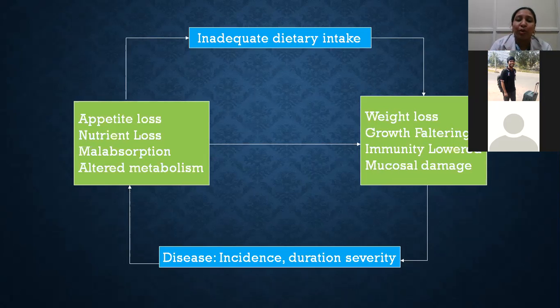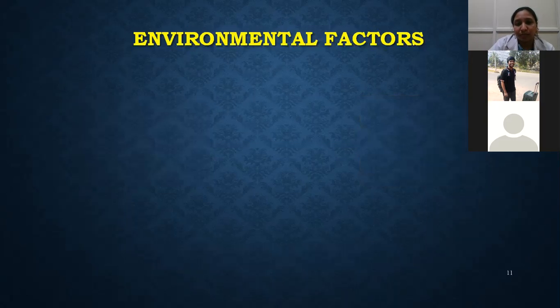So there may be malabsorption. Even if the food is properly taken, it may not be completely absorbed, and the metabolism of the body is also altered. So this again would be leading to inadequate dietary intake. So the proper food will not be taken. So this is like a cycle which has to be altered. So the infections and malnutrition go hand in hand, and lead to even malnutrition or even death of the child. Okay.